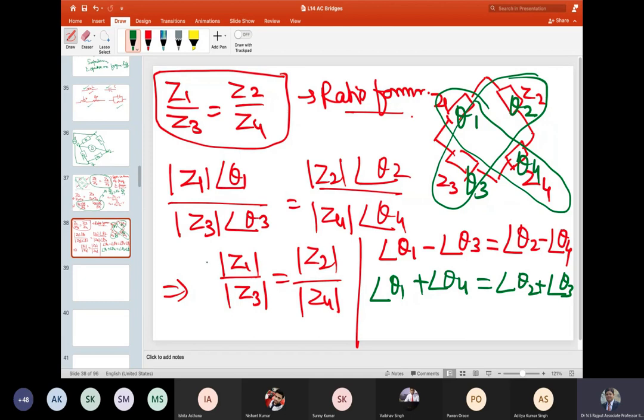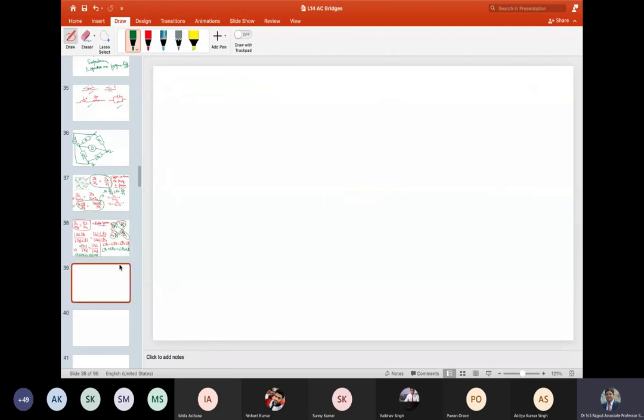And similarly, it can also be written as mod Z1 multiplied by mod Z4 is equal to mod Z2 multiplied by mod Z3, right? So in this way, if you multiply the magnitudes of opposite arms, that should also be equal. Okay. So this is the balance condition which we need to talk about. This is known as the product form of the bridge, right?